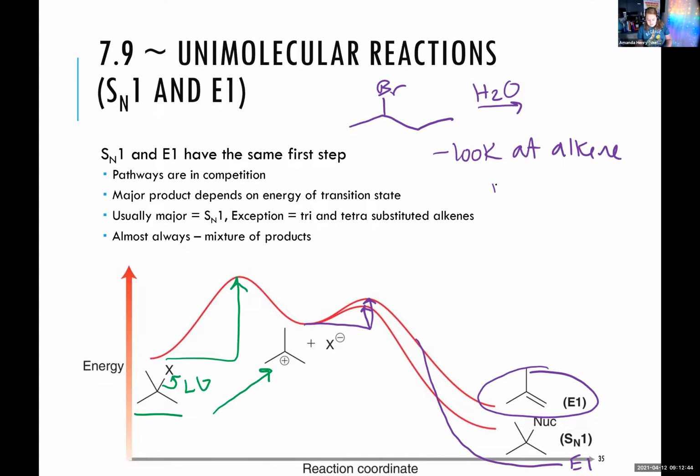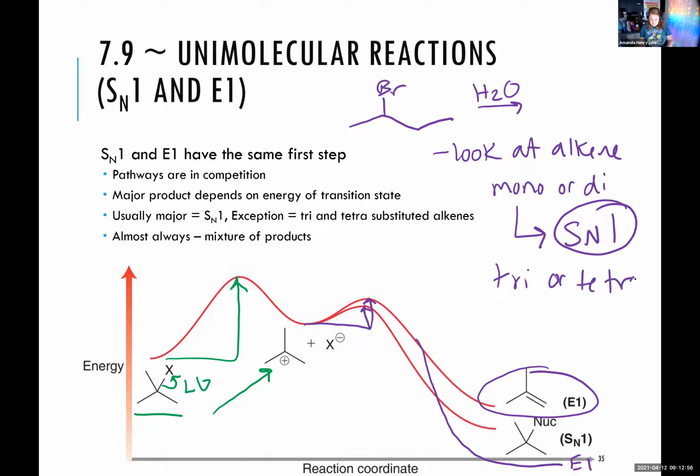If the alkene is mono or di-substituted, then the major product will actually be the substitution. If our alkene is tri or tetra-substituted, then we will go through that elimination and form that alkene. So this is telling us what our major product, our major pathway will be.